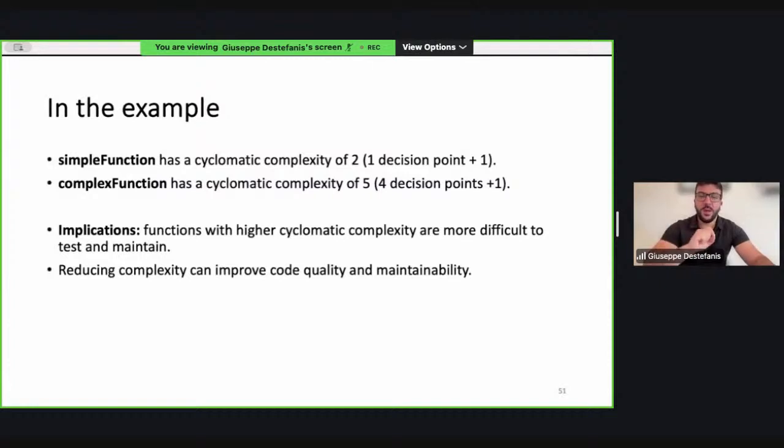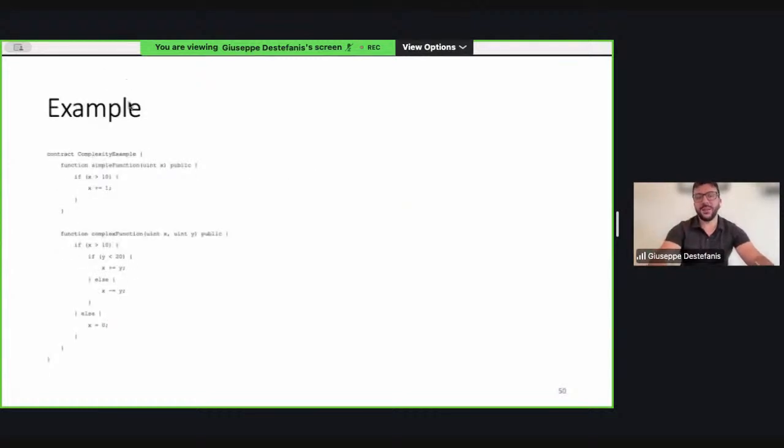These are the linear, independent paths that I can have. The simple function has cyclomatic complexity of 2. Why is it 2? Because I have one decision plus 1. Plus 1 is because I enter the function, and that's already like 1. So entering the function is 1 by default.